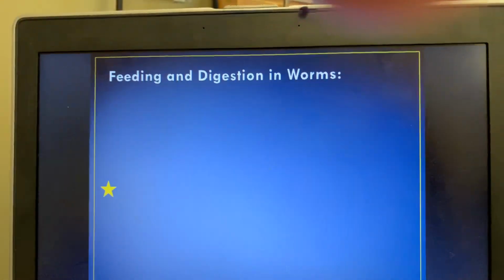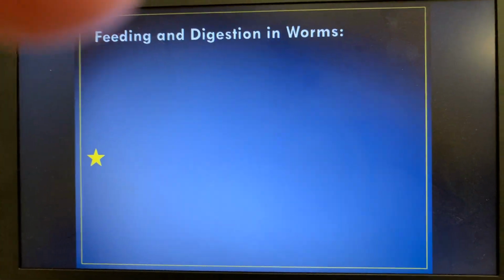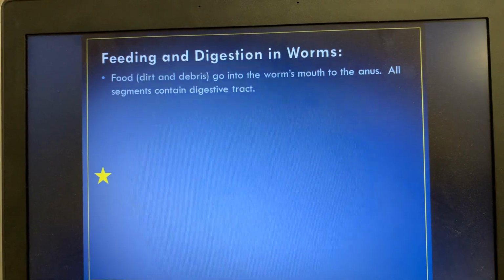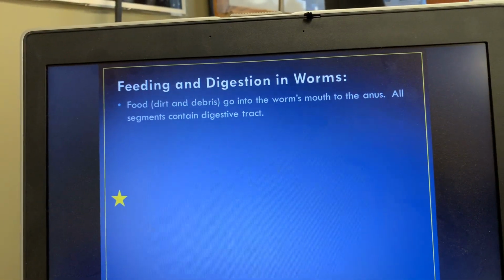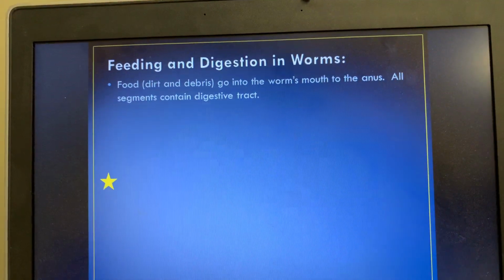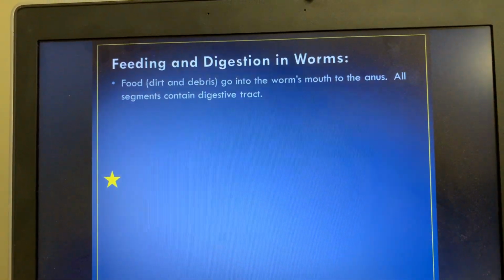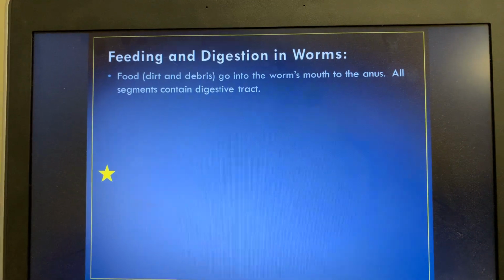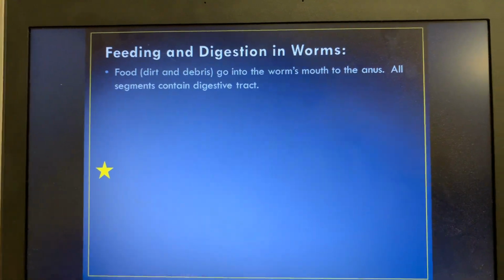Feeding. I don't know if you've ever thought about earthworms and how they eat, but let's go through it real quick. They eat debris, decaying matter, dead leaves, dead plants, dead animals, dirt. They're decomposers. So the food goes into their mouth and then through the body and out their anus. And each segment, again, along the way, contains digestive tract.